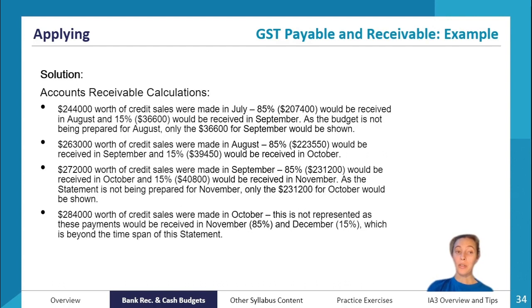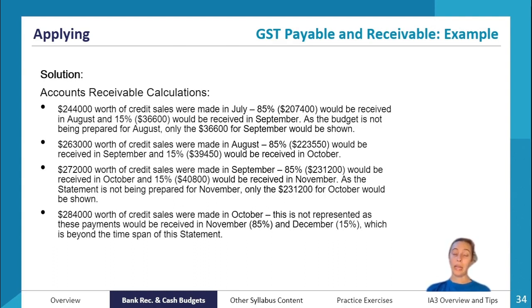So we know that we had $244,000 worth of credit sales in July, and then 85% would be received in August. So we can see in brackets we have figured out what that 85% of 244,000 was, and we're laying out when it will be received. It can be really complicated when we're thinking of the month after sale, the second month following the sale, all of these different months that are involved. So it's great to lay out the months really clearly like this.